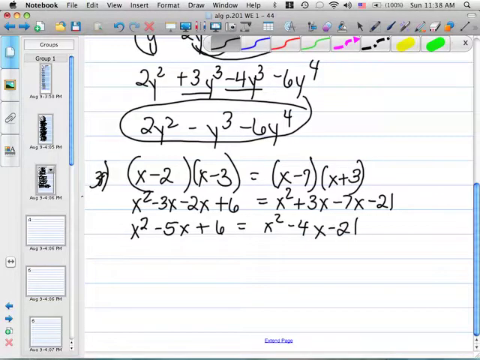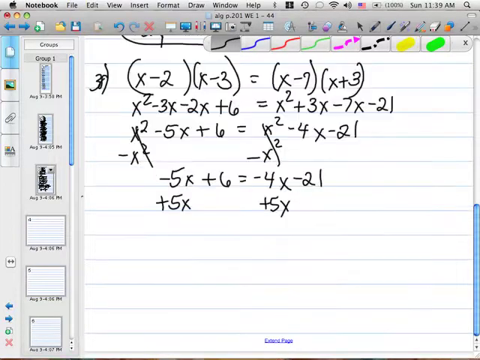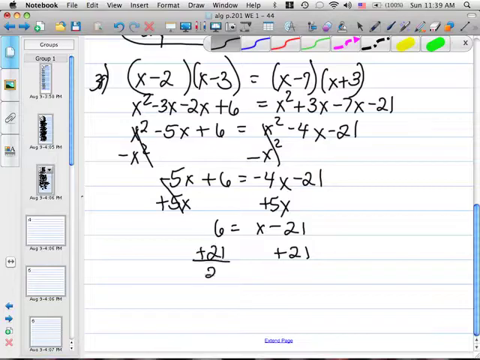Now get the variables on one side. We start with the variable that has the highest exponent. So we subtract x squared from both sides, and that's gone. So now we have negative 5x plus 6 equals negative 4x minus 21. Get the x's on one side. I'm going to add 5x. So I have 6 equals x minus 21. Add 21 to both sides, and my answer is 27 for x.